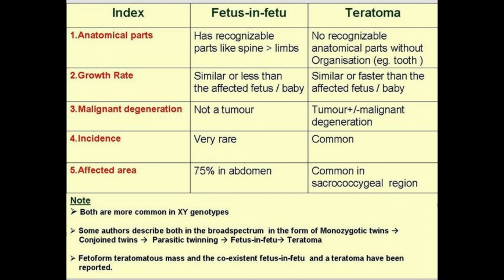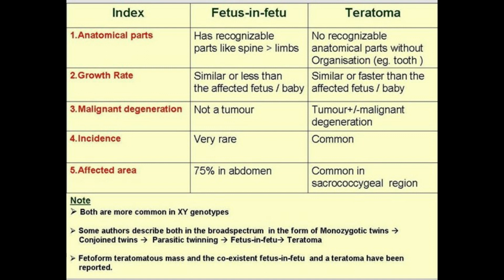Teratoma is much more common than fetus in fetu. The anatomical parts: fetus in fetu has recognizable parts like spine and limbs as already mentioned, whereas the teratoma doesn't have clear-cut recognizable anatomical parts, without any organization. You might have tooth parts or bony parts, but never in an organized pattern.